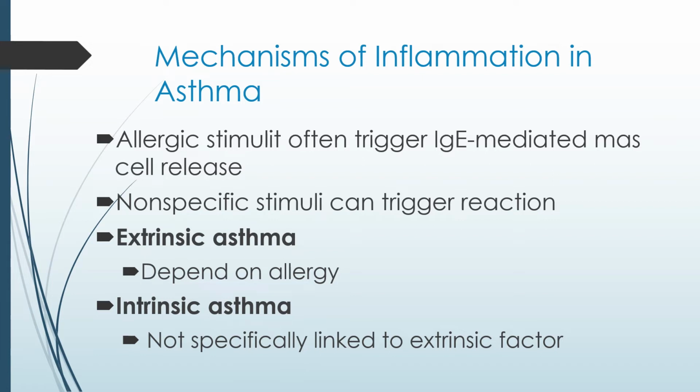So when we're looking at the mechanisms of inflammation in asthma, all these, whether it's extrinsic or intrinsic, can go to a mechanism of inflammation. So allergic stimuli from extrinsic, we'll have that mast cell release. When we're looking at that.